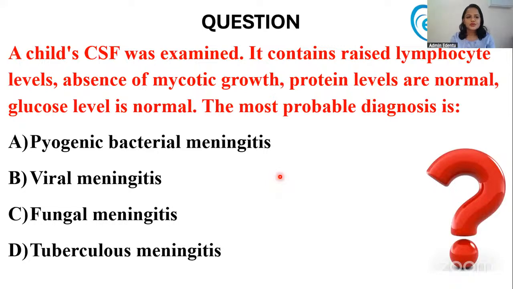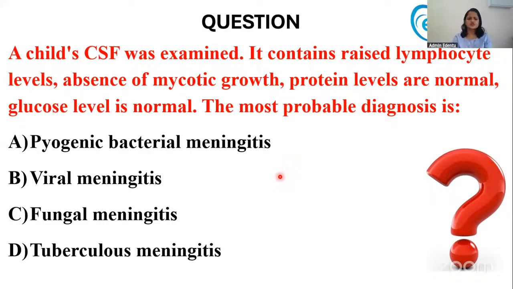Now, moving on to the next question. A child's CSF, the cerebrospinal fluid, was examined and it contained raised lymphocyte levels, absence of mycotic growth, normal protein levels, and normal glucose level. What is the most probable diagnosis? In the options, they are mainly given the types of meningitis: pyogenic bacterial meningitis, viral meningitis, fungal meningitis, or tuberculous meningitis.